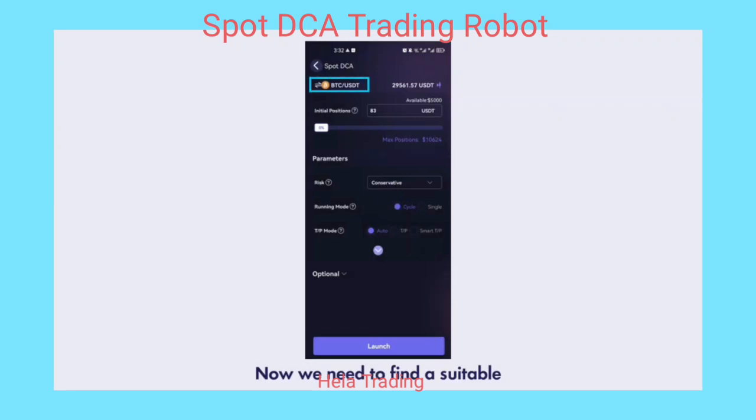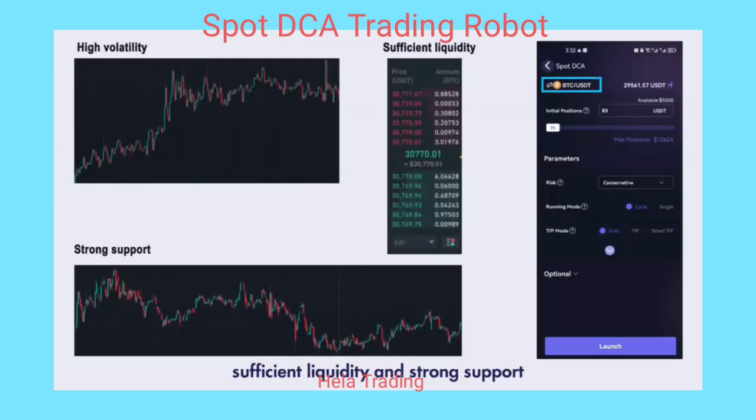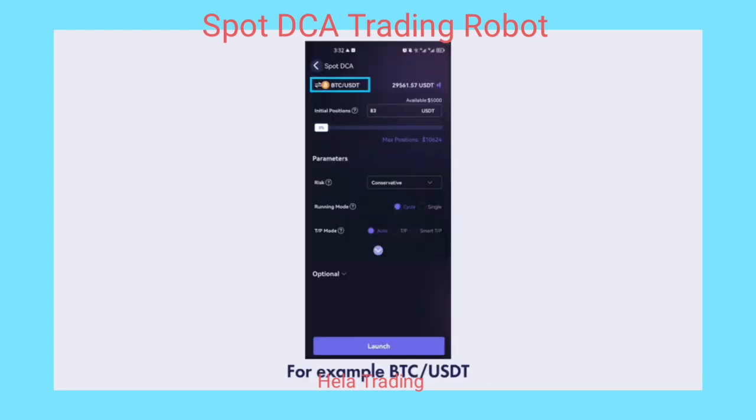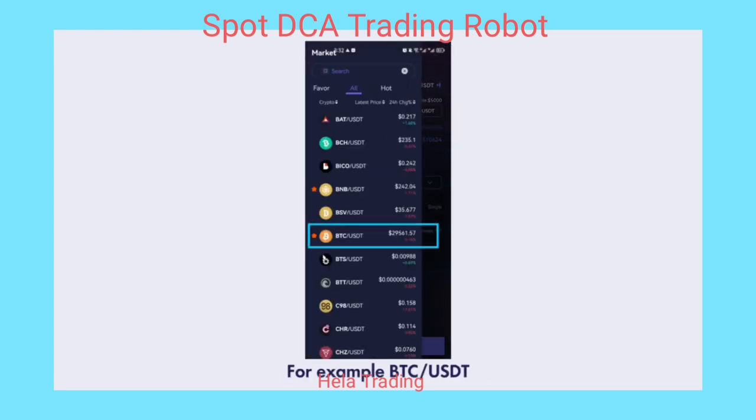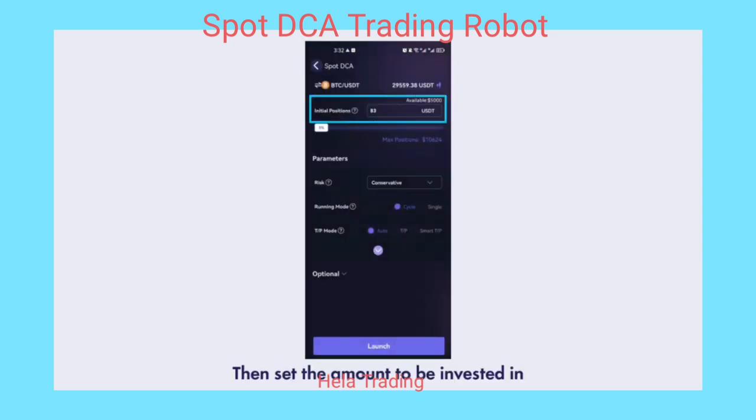Now, we need to find a suitable trading pair that has high volatility, sufficient liquidity, and strong support. For example, BTC/USDT, enter at the current price. Then, set the amount to be invested in the first trade based on your personal finances, for example, $20.